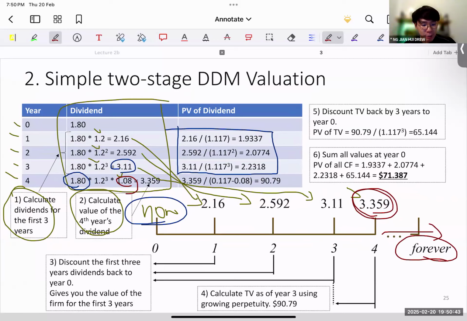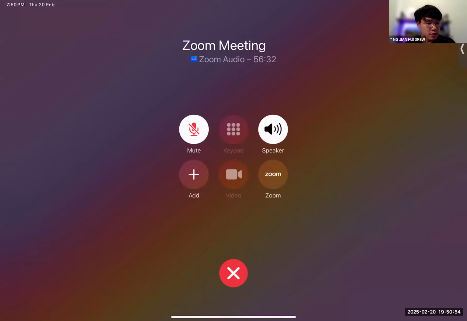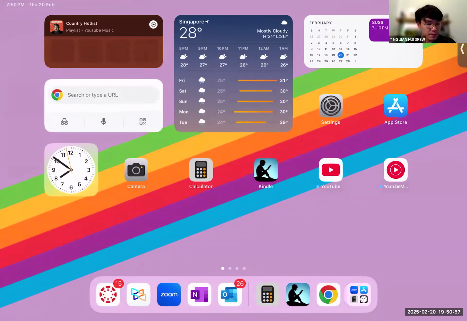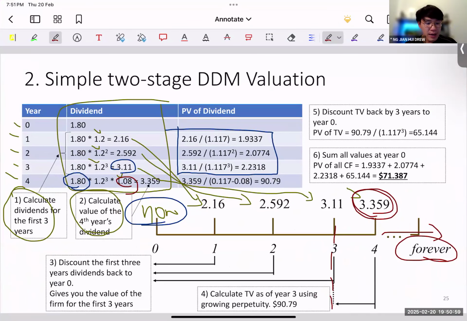So it means that if I want to determine the terminal value, TV, using the growing perpetuity formula, I can calculate it using this formula here, right? The growing perpetuity, which is the dividend in year 4 divided by the return on equity minus the growth rate of 0.08 or 8%. But this gives you the terminal value in year 3, right?